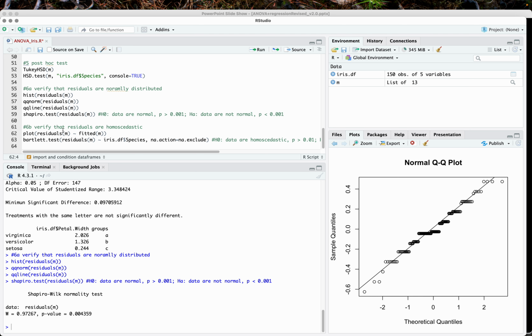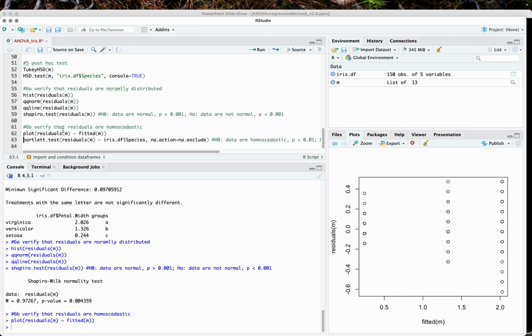But now let's check out the residuals. Whoa, look at that. That looks heteroscedastic to me. That does not look homoscedastic. The variance looks unequal. So heteroscedastic, variance unequal. Homoscedastic, which this is not, is where the variance or the spread looks equal.